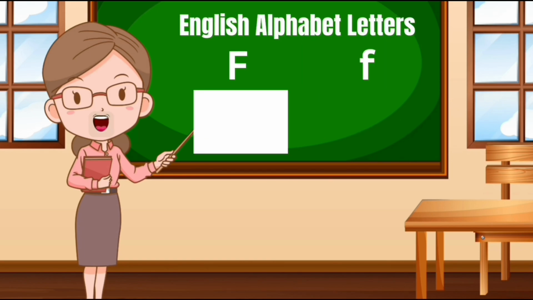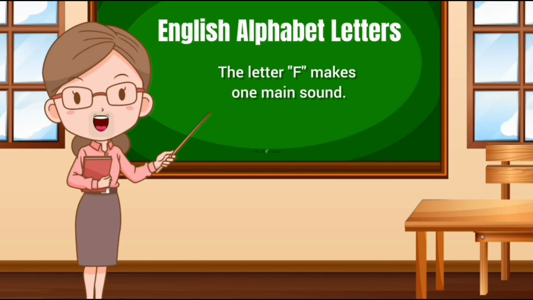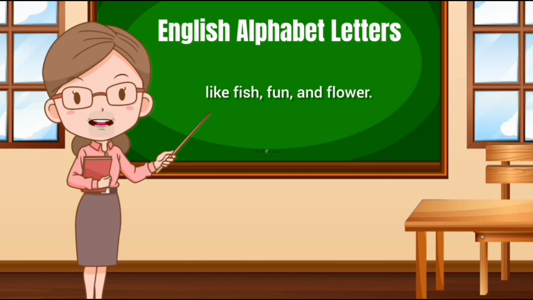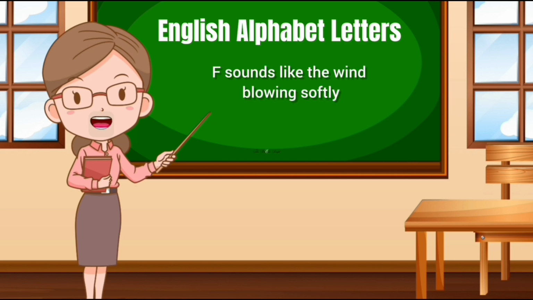Perfect. This is alphabet letter F. The letter F makes one main sound. F. This sound is like a gentle breeze. We can hear it at the beginning of words like fish, fun, and flower. Children, always remember, F sounds like the wind blowing softly.